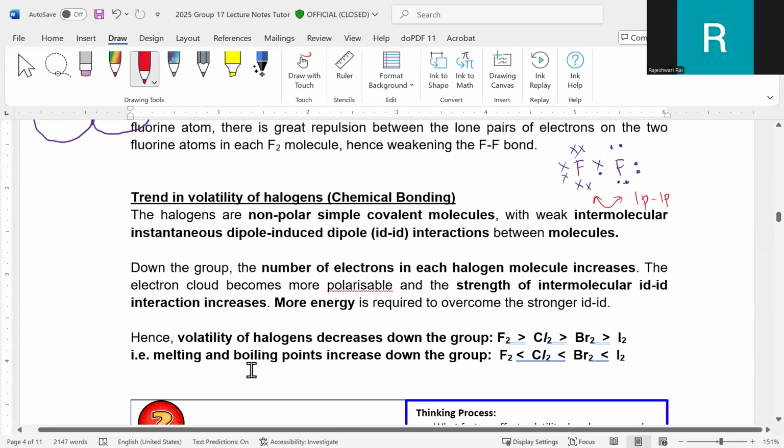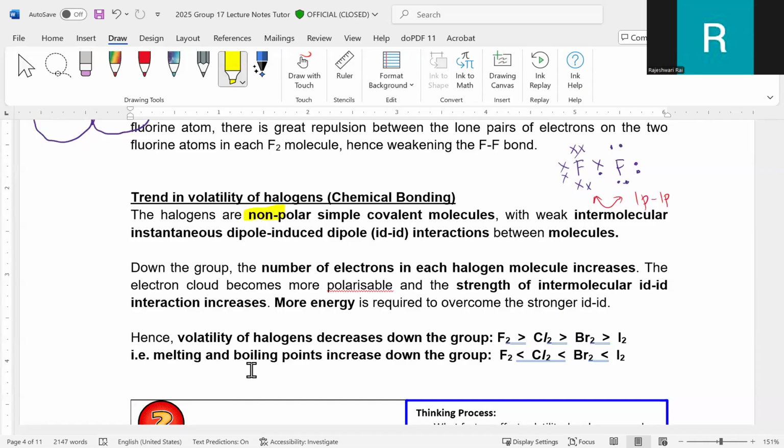So in terms of the volatility of the halogen, something that's volatile will have a boiling point close to room temperature. So the halogens are nonpolar. They are both electronegative, but they will draw the electrons to themselves in a similar manner. So they're nonpolar, simple covalent molecules, which have ID interactions between the molecules.